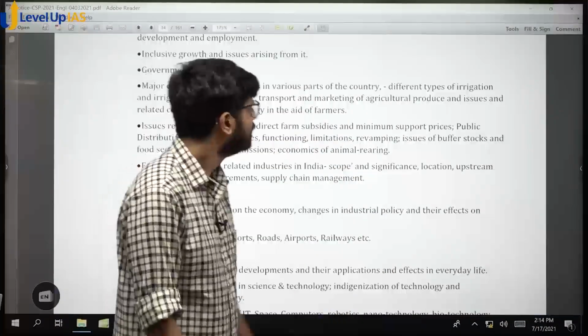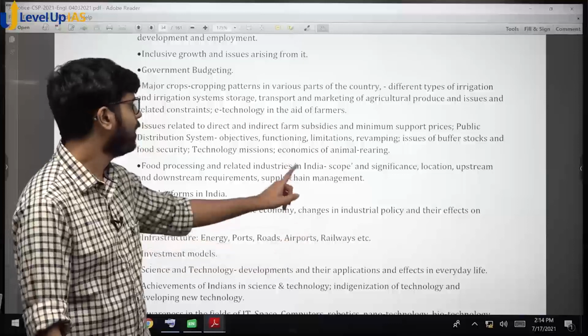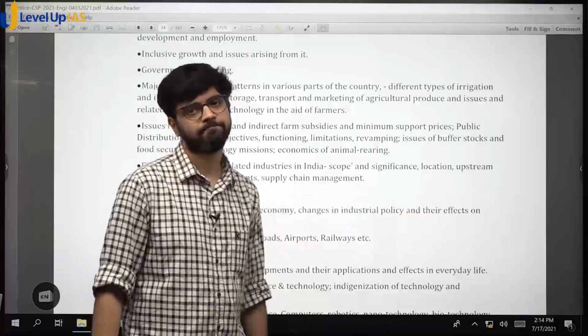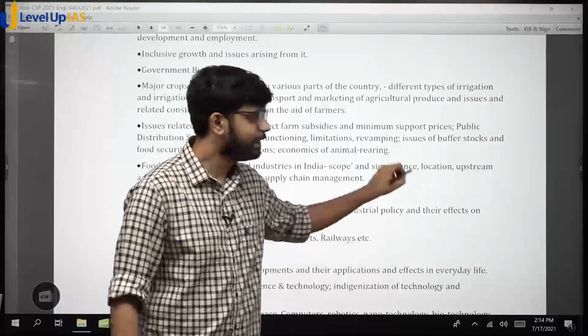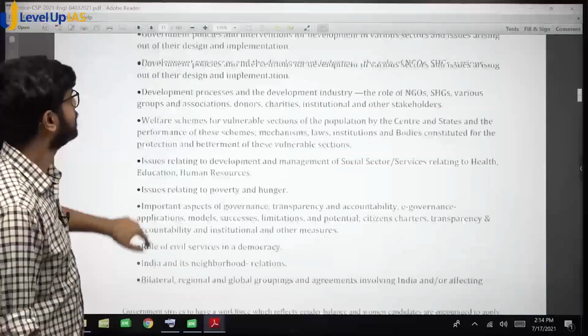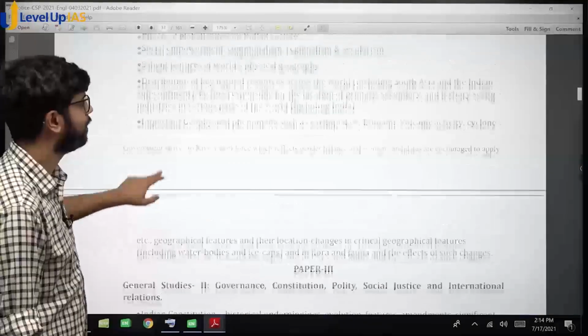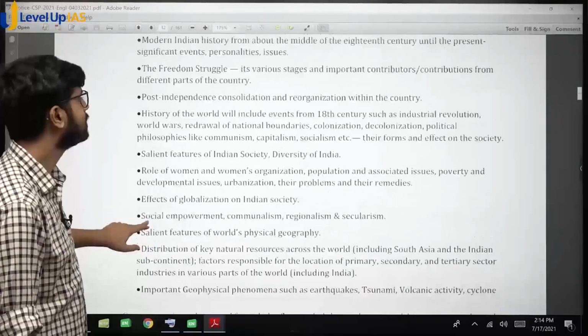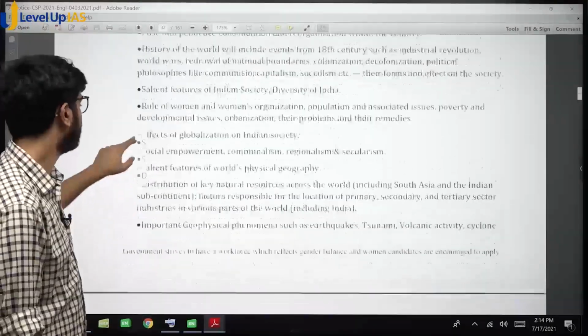Do you know you have a similar syllabus point in GS1? This location, see this. I told you in the first lecture only, you are sitting at home and doing time pass, that you learn the syllabus, learn the syllabus by heart. Where did geography go?